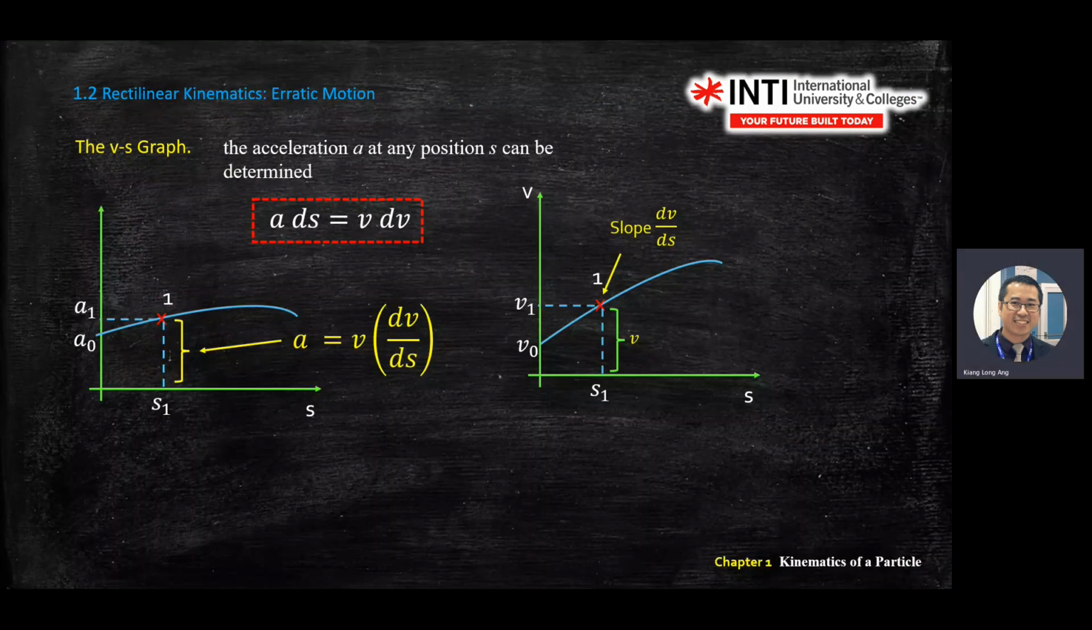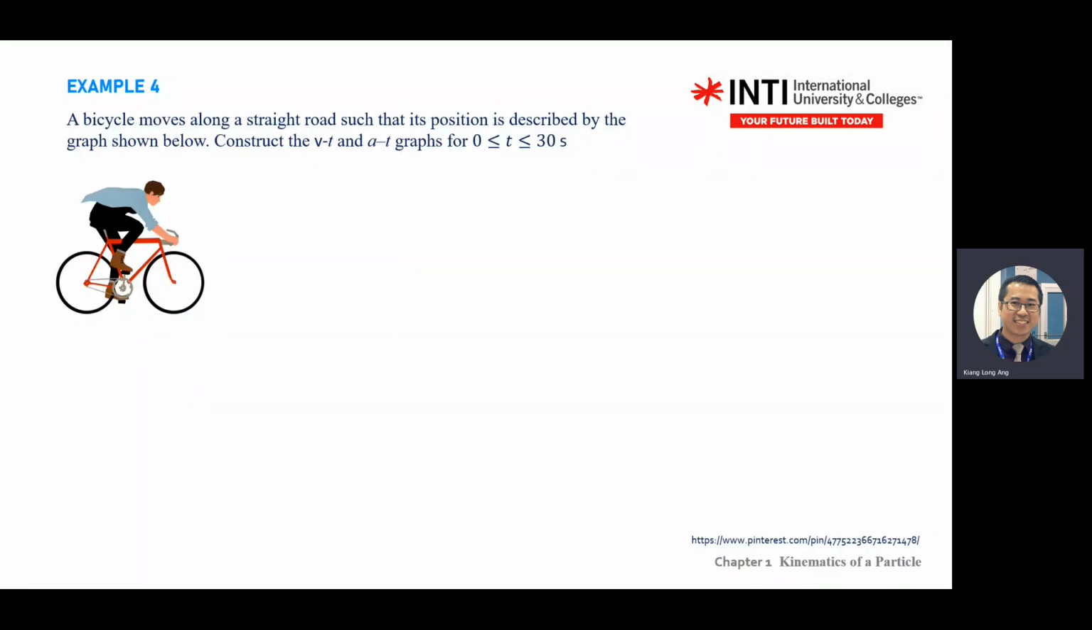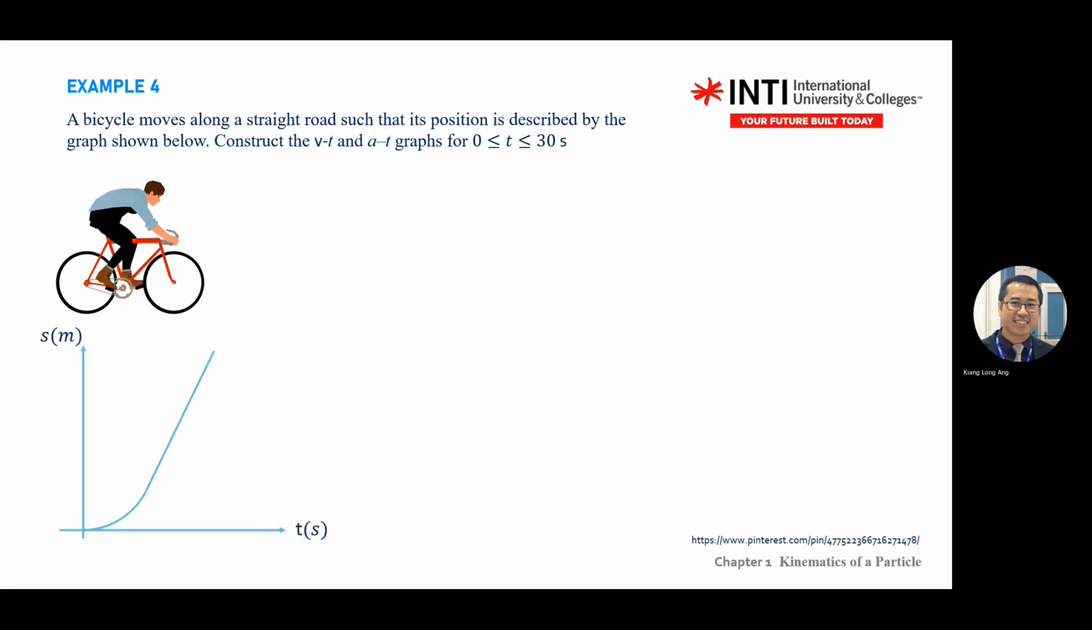Can we go one more example? One more. Okay. Example 4. So let's say you have a bicycle in a straight line. Construct the VT graph for t equals 0 to 30 seconds. This is a straight line. What does it mean? So it gives you one graph like this.